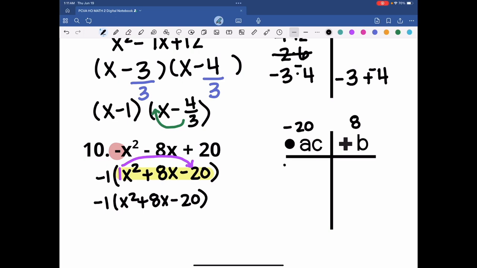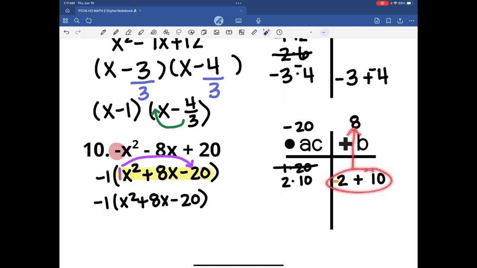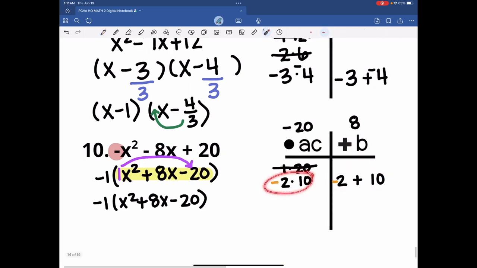So again, I start at the beginning, 1 and 20. 1 and 20, there's no way that you're going to get 8 out of that. So then we got 2 times 10. I'm pretty sure I can make 2 and 10 work as long as we can get the negatives right. So remember, I can put a negative on the 2, I can put a negative on the 10, or I can put a negative on both. We want a positive 8. So in order to get a positive 8, we're going to put the negative on the 2. So we have negative 2 plus 10, that does give me 8. And then negative 2 times 10 does give me negative 20. So that's going to work out for us.